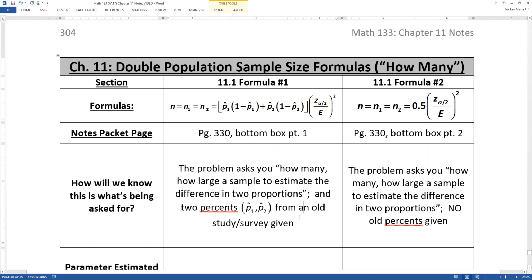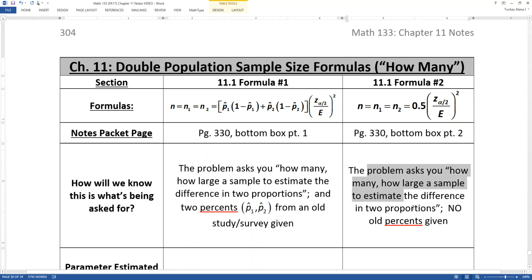So if you see some old percentages flying around in the problem, there have to be a couple of them and they have to relate to the data set, be about your same groups but back in the past, then that is this formula on the left, which is huge, of course, but it's actually not as bad as you might think. It just looks worse than it is.